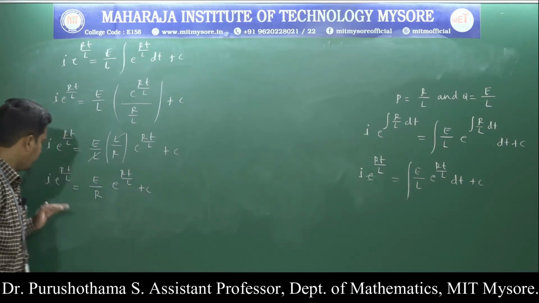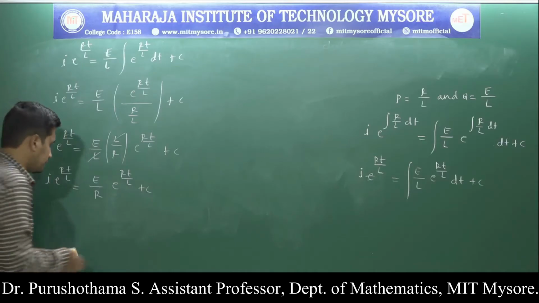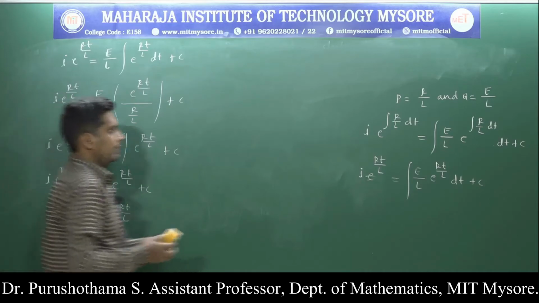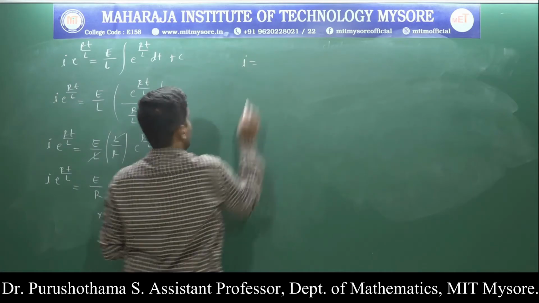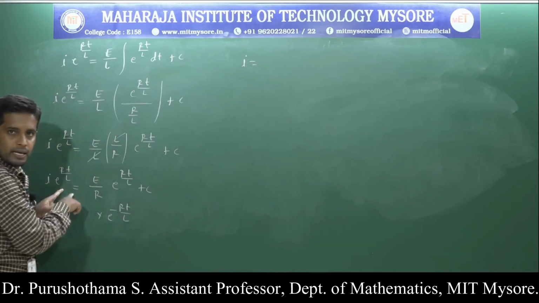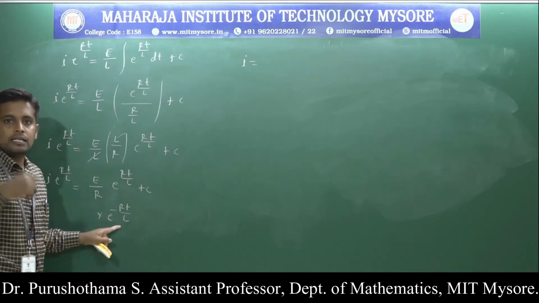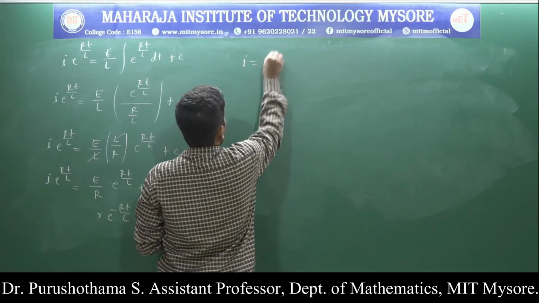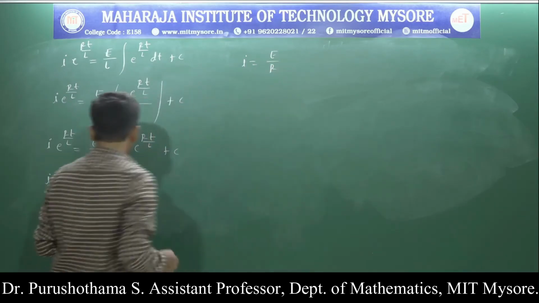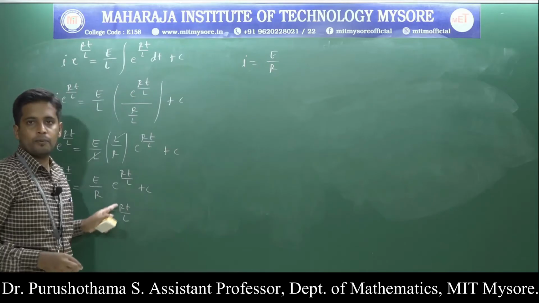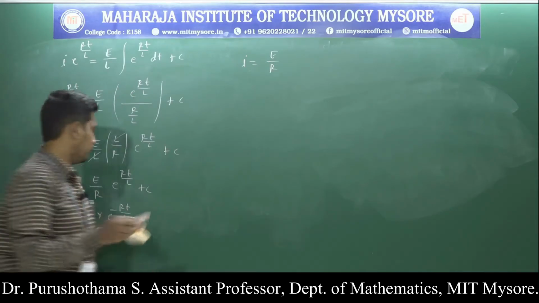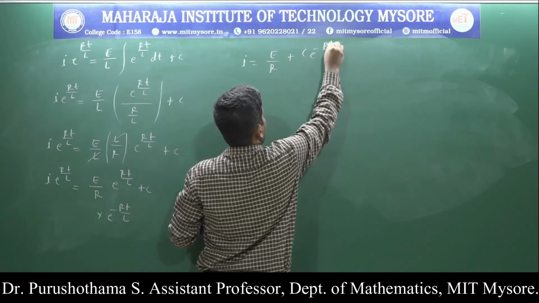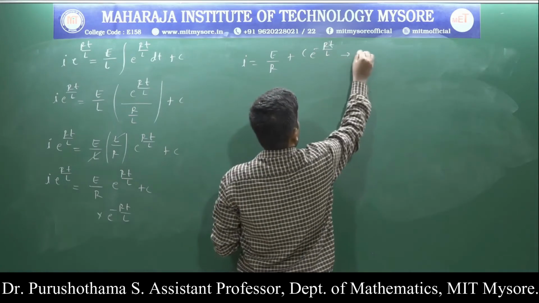In the next line, we multiply the whole equation by e^(-rt/L). We get I = (E/r)·e^(rt/L)·e^(-rt/L), and e^0 is nothing but 1. Therefore I = E/r + c·e^(-rt/L). This is equation 2.